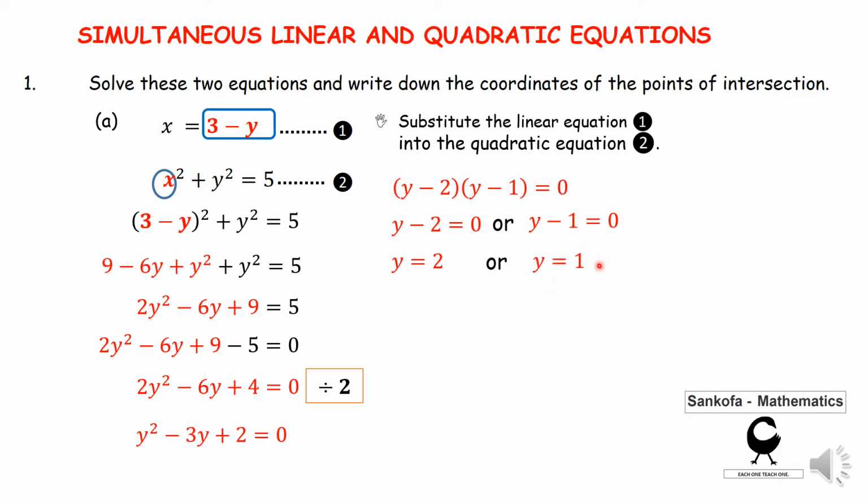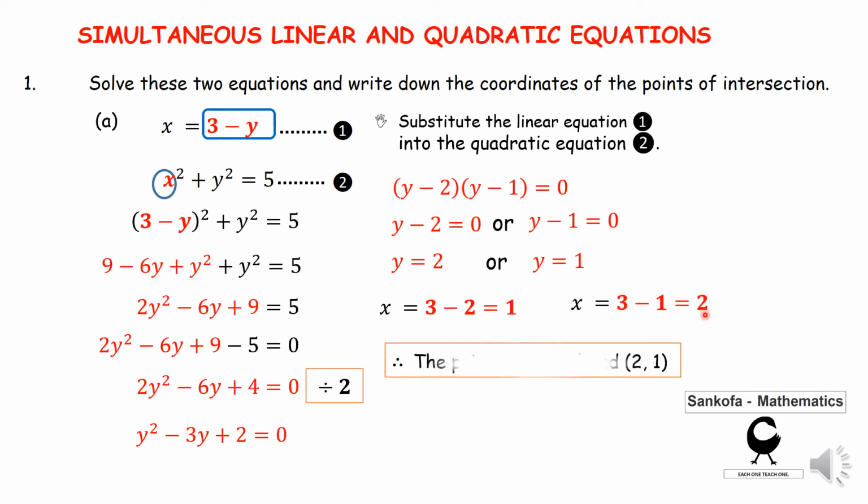So now you have your two y values, and you'll be substituting them into this equation, x equals 3 minus y. When y is 2, x is 1, and when y is 1, x is 2. So the solutions are the points (1, 2) and (2, 1) respectively, because they say write down the coordinates of the points of intersection.